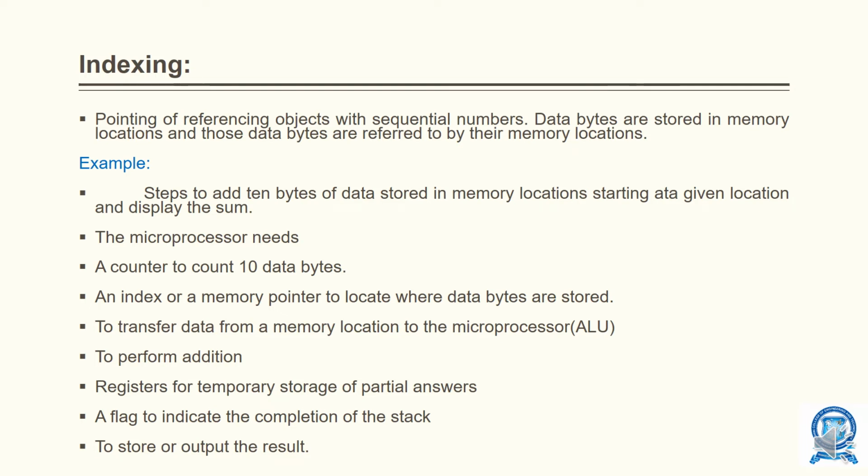To transfer the data from memory location to the microprocessor or ALU, next it needs to perform addition. The register holds temporary storage of a partial answer. The same process needs to be repeated until the count value reaches 10. So initially I'm storing the count as 10. The decrement operation goes on for each addition, and I need to check whether the counter becomes 0 or not. Once it becomes 0, the zero flag will be set. With the help of that I can stop it and show the result.